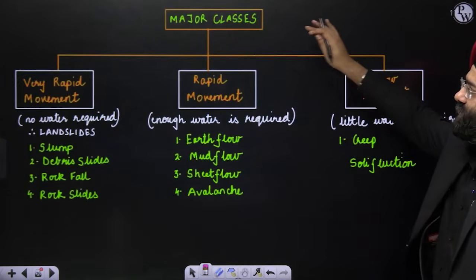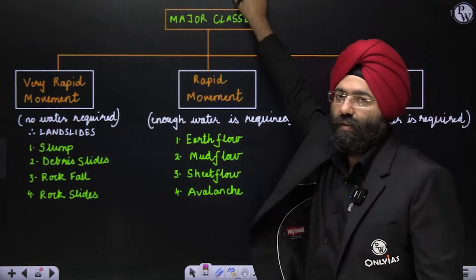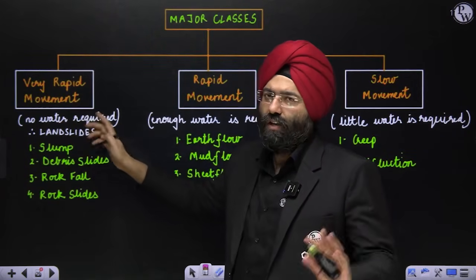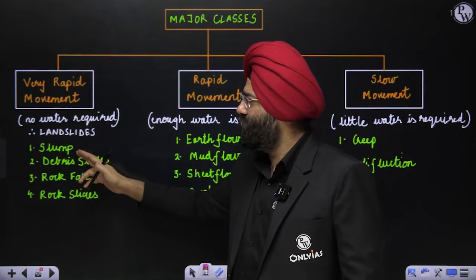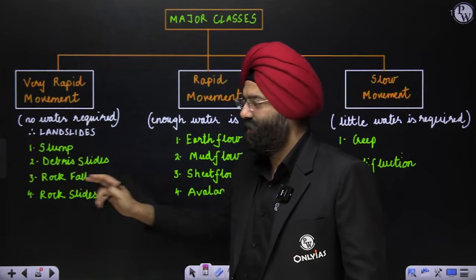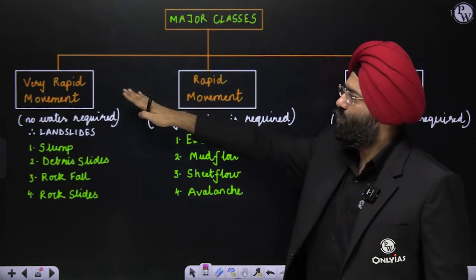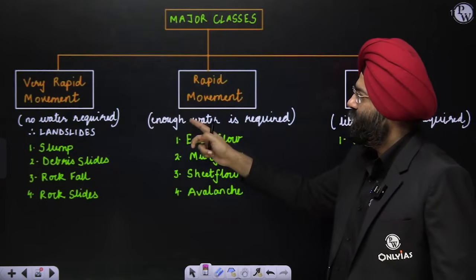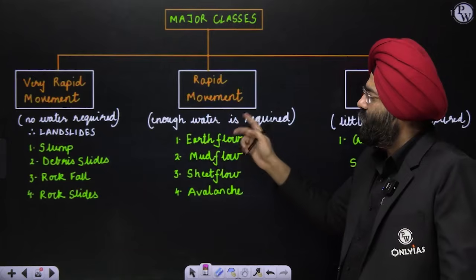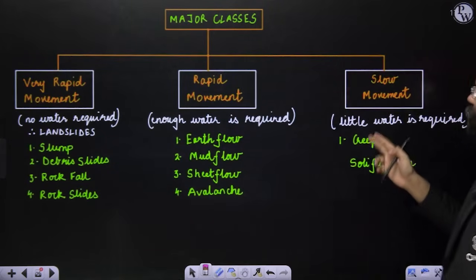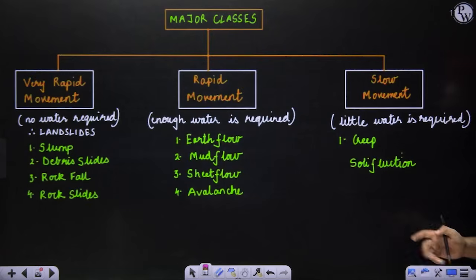If I see the major classes of mass movement, please understand some of them are very rapid movements. That means no water is required here. Let us say landslides, under which you have slump, debris slide, rockfall, and rock slide. We'll be doing them, don't worry. Then there is movement slower than these phenomena, though over here enough water is required: earth flow, mud flow, sheet flow, avalanche. Then slow movement, where little water is required: creep and solifluction.